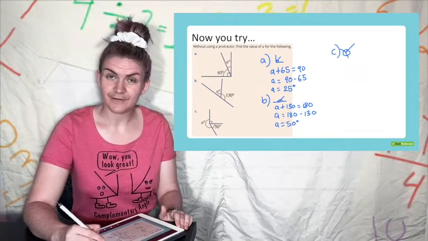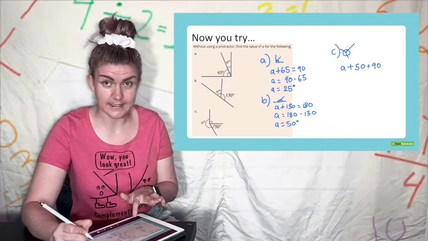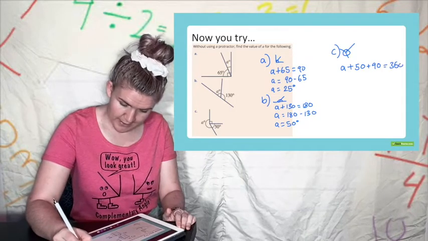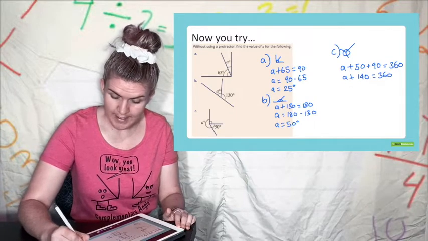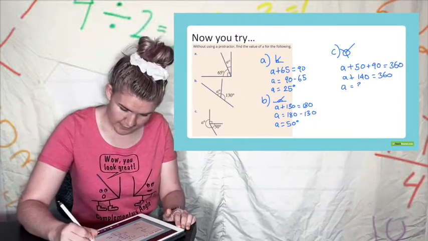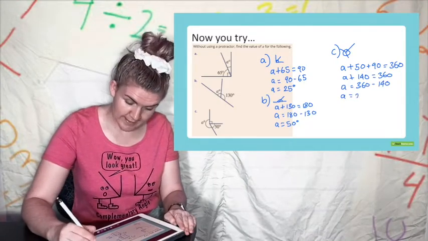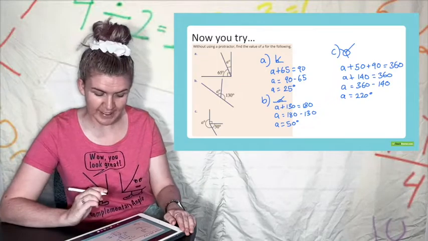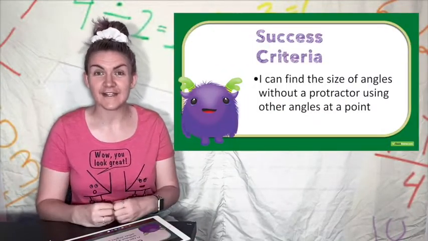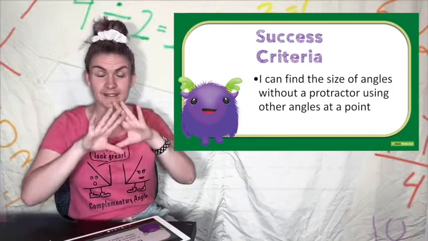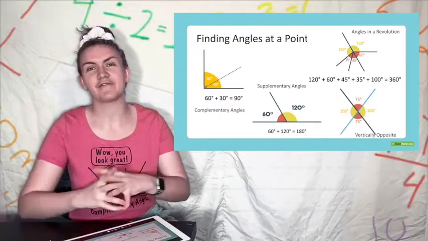Angles around a point equal 360. So A plus 50 plus 90, there's a 90 in there, equals 360. A plus 140 equals 360. A equals 360, take away what we've used up on the 140, and so A is 220 degrees because that's how much I had left over. I hope now you can see that you can find the size of angles without a protractor by using the other angles around the point. It's a good idea to stop and try and memorize these rules.